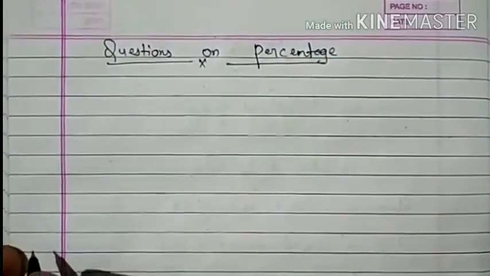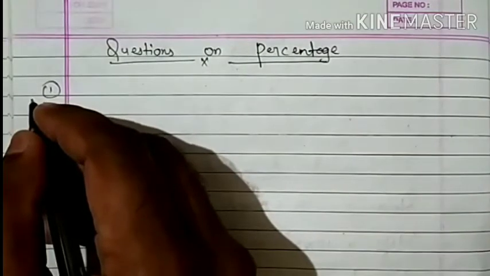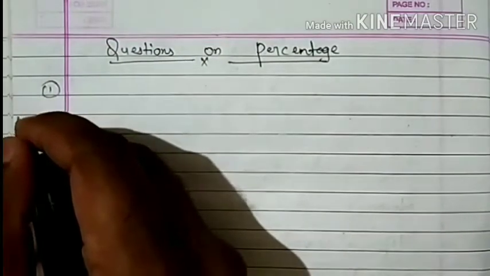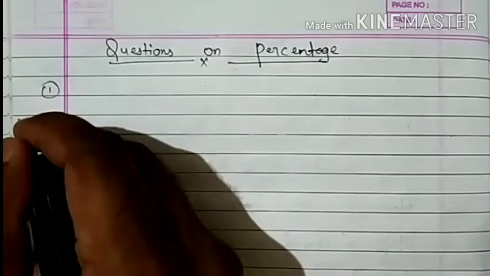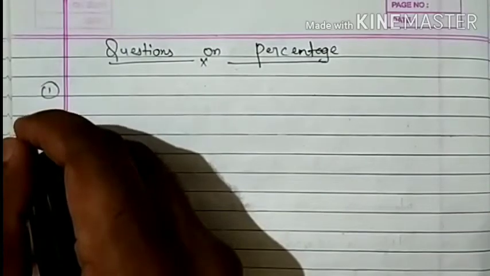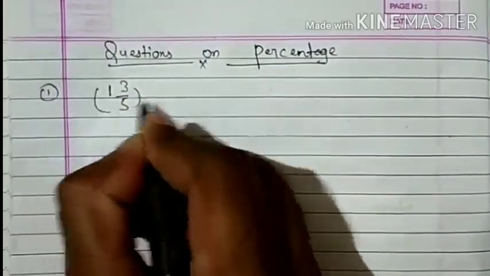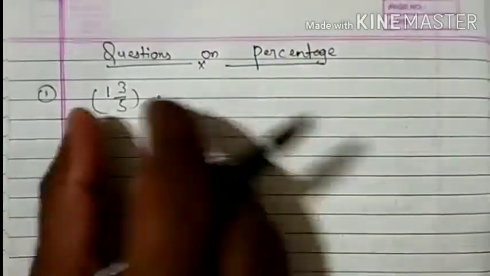The first question which I am starting with today is a very easy question. The question is from your textbook. Convert each of the following fractions into percentage. I am taking any two of the examples from this. The first question is 1 integer 3 by 5. You have to convert this fraction into percentage.